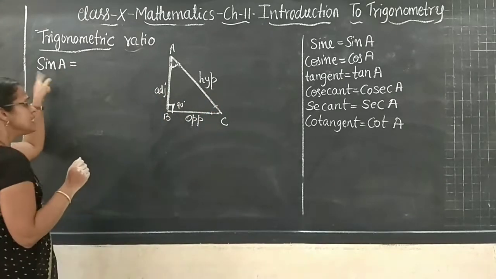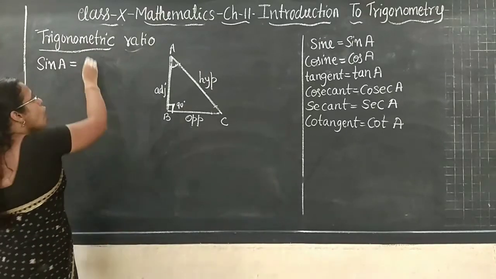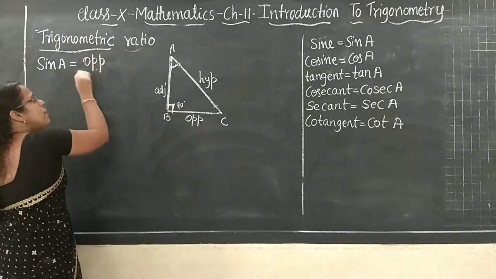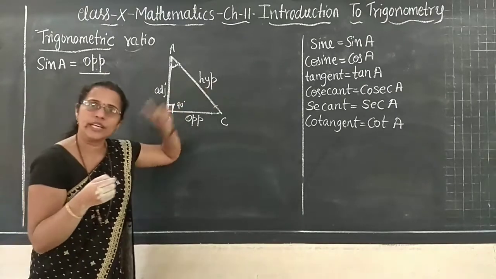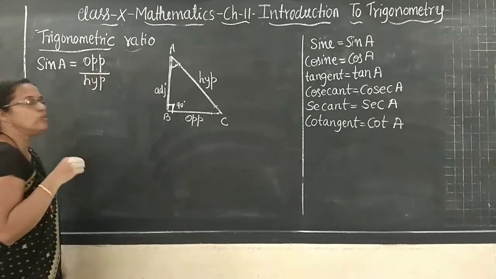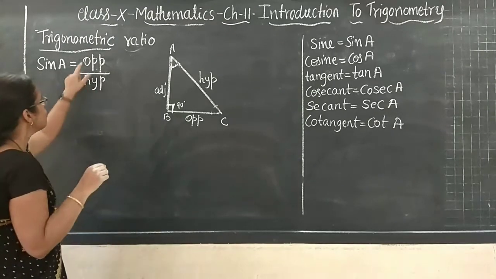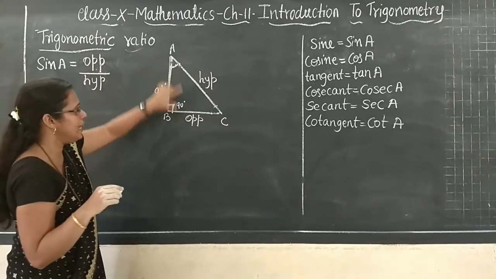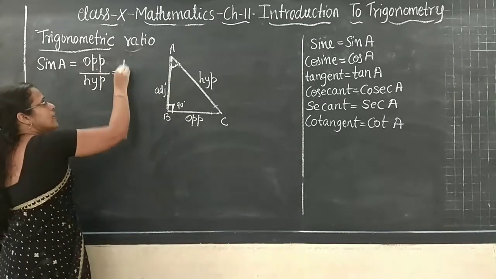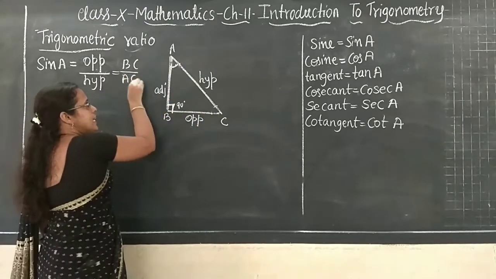Okay. So then sine A, how to write, children? Sine A means what you know? Opposite by hypotenuse. Opposite by hypotenuse is called as sine A. Okay, children. So who is opposite side to angle A? BC. By hypotenuse is AC.